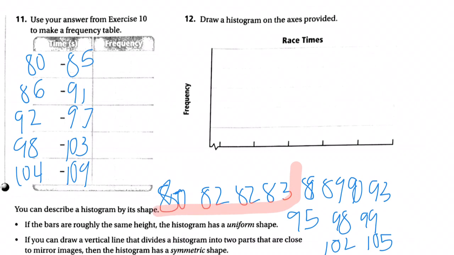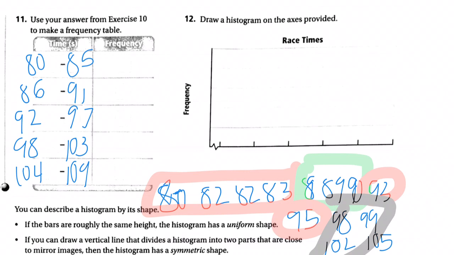So if I break them into those specific frequency intervals, I'm going to have 80 to 85, 86 to 91, 92 to 97, 98 to 103, and then 104 to 109.